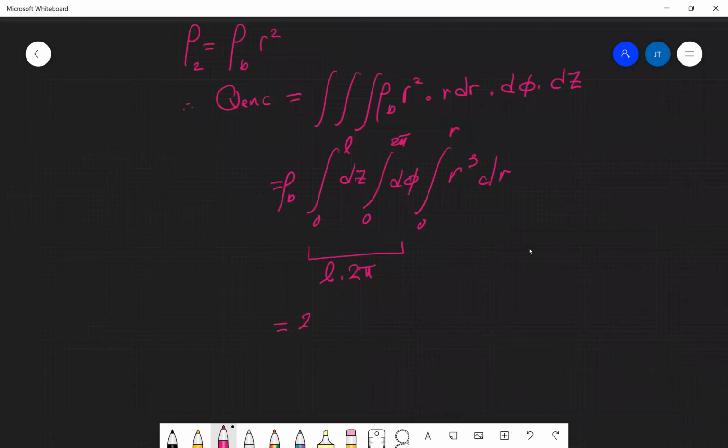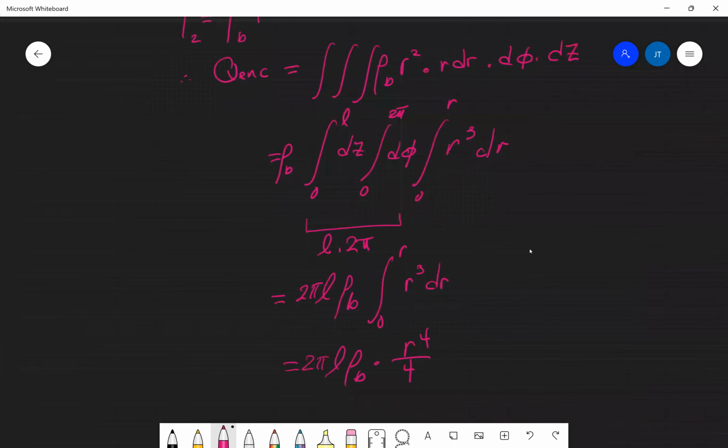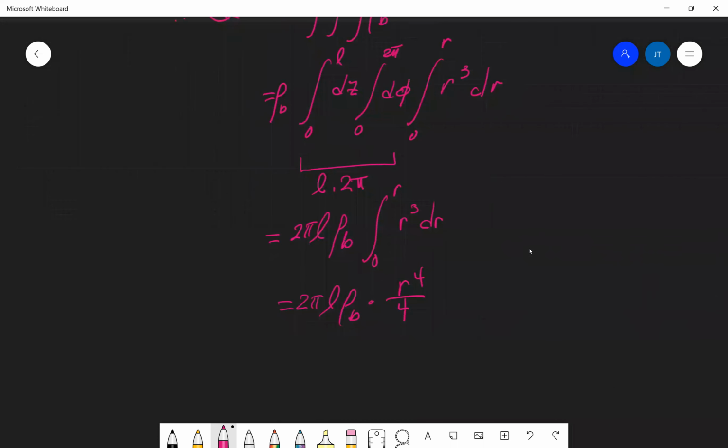So here we'll have 2 pi L rho b, integral from 0 to r of r cubed dr. That's 2 pi L rho b times r to the 4 over 4. Even after you plug the limits, it's going to be r to the 4 over 4. And this is the charge enclosed inside my cylinder, okay?